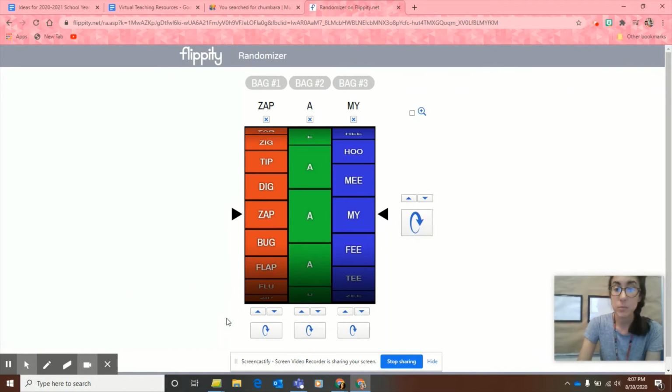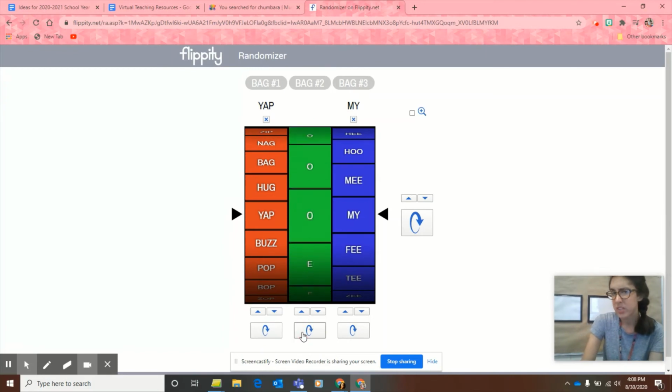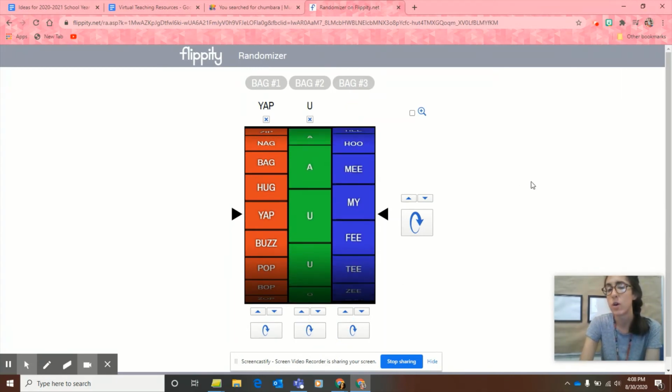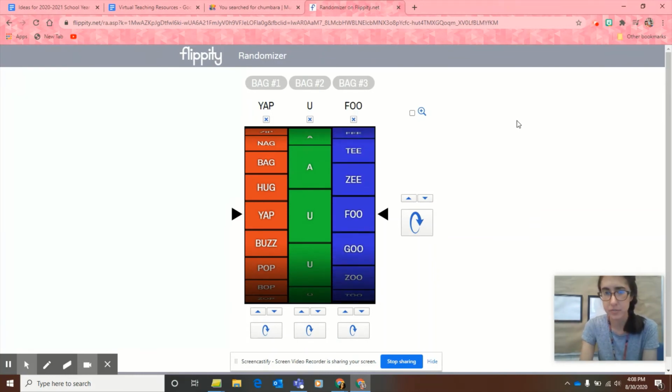If you want to scramble one bag at a time, you can click the arrows underneath each bag, and then you'll be able to do one at a time. So maybe if you really don't like one of your syllables, you could change it until you have a nonsense word that you really like. Yep-a-foo. Then all that's left to do is to sing the song with your new word.